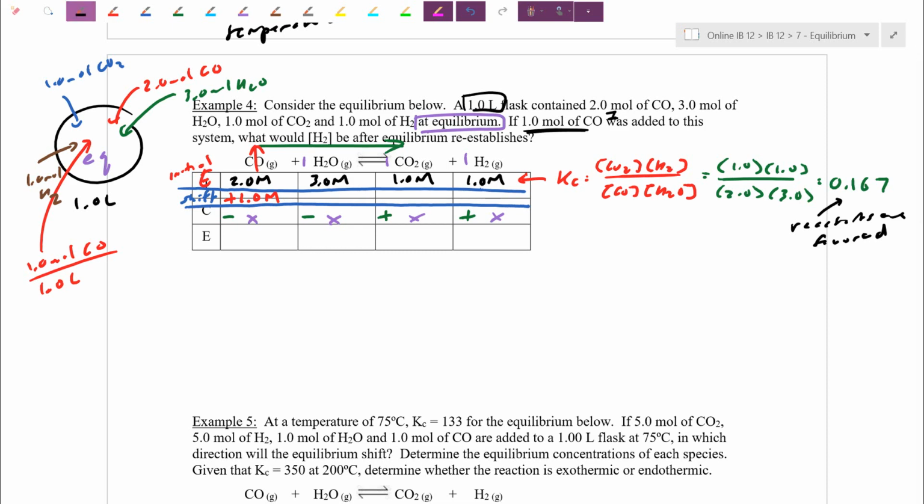And now, like I mentioned before, whenever you have these top two rows, you just do the math. What's 1 plus x? Well, 1 plus x. 1 plus x. 1 plus x. 3 minus x. 3 minus x. 2 plus the one I added is 3 minus x here, so 3 minus x here.